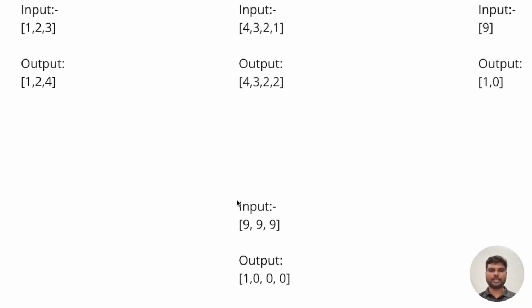Similarly, here is another interesting case where the number is represented by 999. Incrementing it by 1 gives us 1000, which we have represented here in the array. So I hope you got the inputs and outputs for this problem.